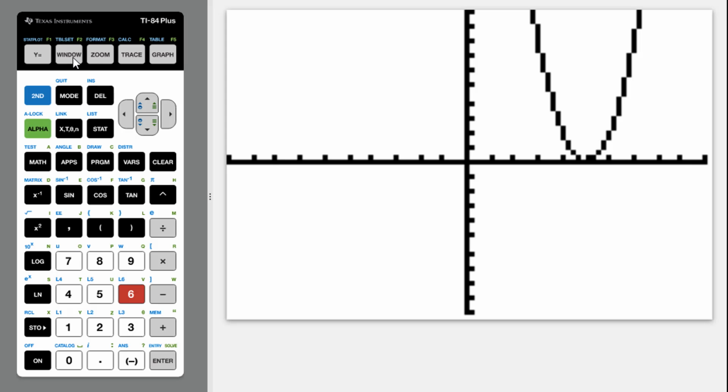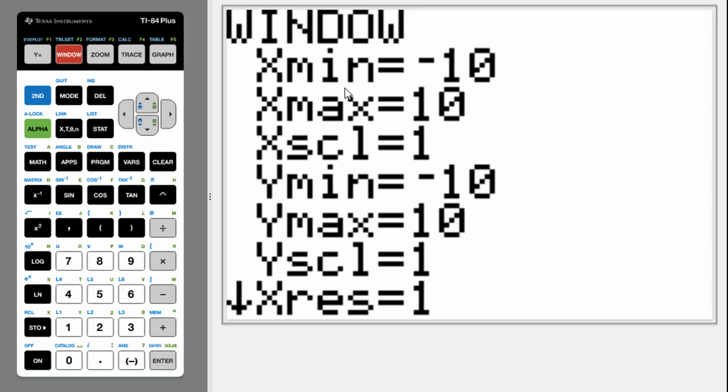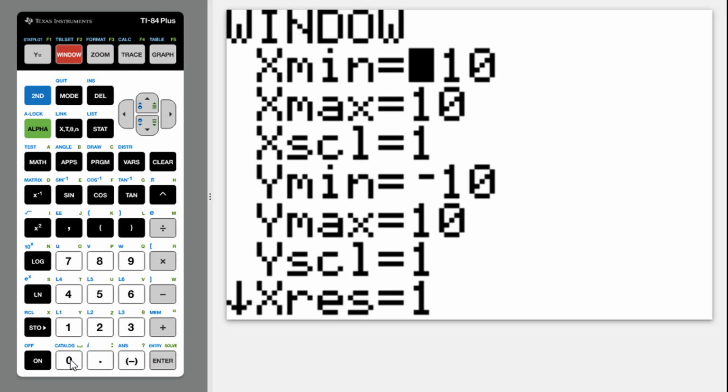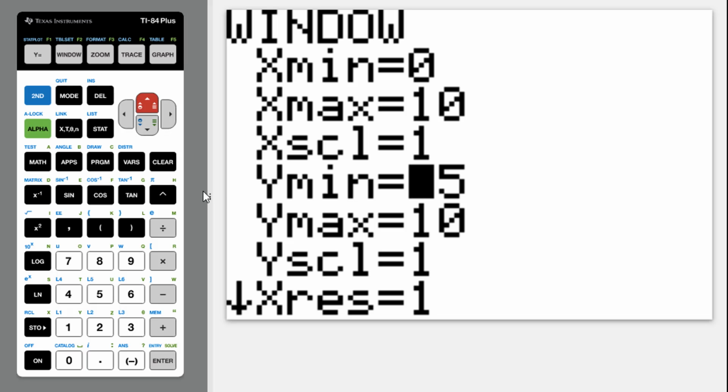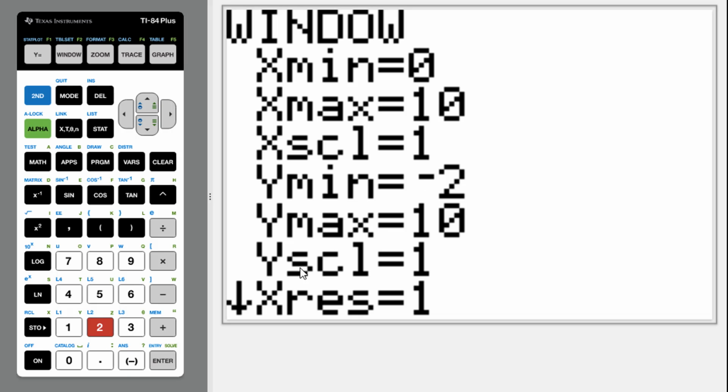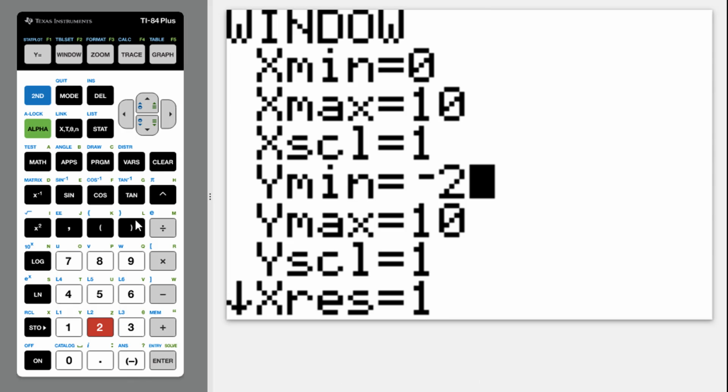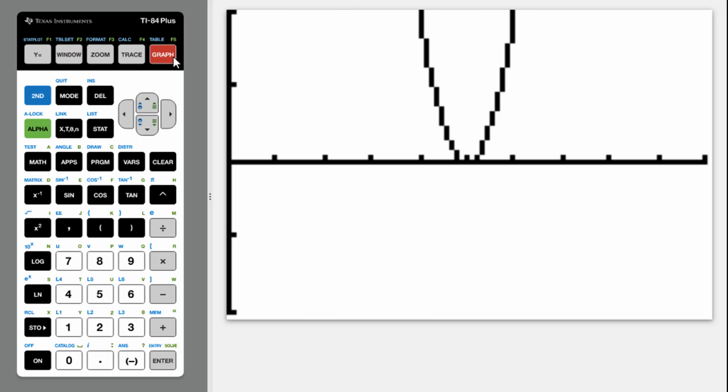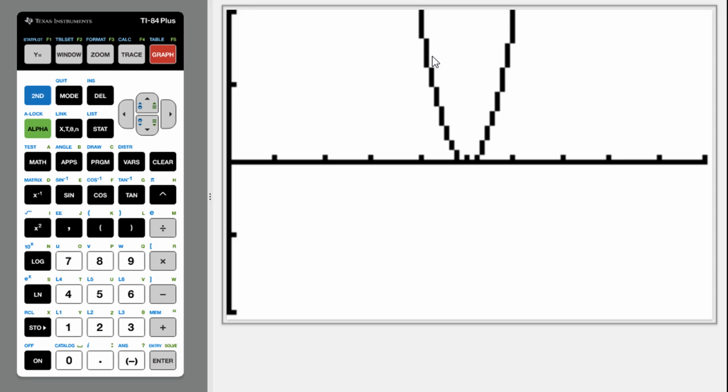So we go to window. For x minimum, let's change into 0. X maximum, let's change into 10. And a scale still 1. For y minimum, let's change into -2 because we want to check whether the graph crosses this x-axis. Maximum is 2. Then we draw the graph. You could say this graph is exactly on the x-axis.